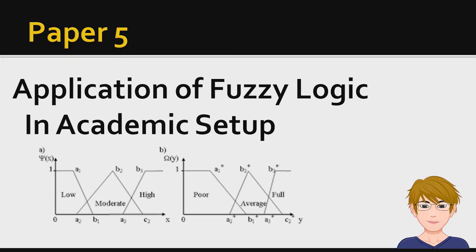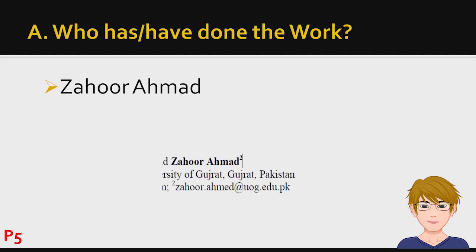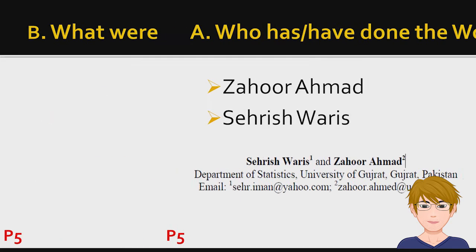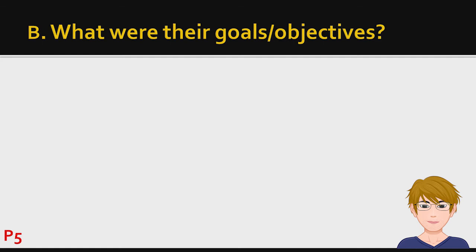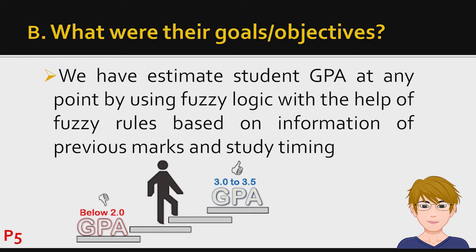The title is the application of fuzzy logic in academic setup. Okay, number 1, letter A, who has done the work? So first is Sahar Ahmad. Okay, next is Sarish Waris. Okay, letter B, what were their goals or objectives? One is we estimate student GPA at any point by using fuzzy logic with the help of fuzzy rules based on information of previous marks and study timing. So this is a picture.